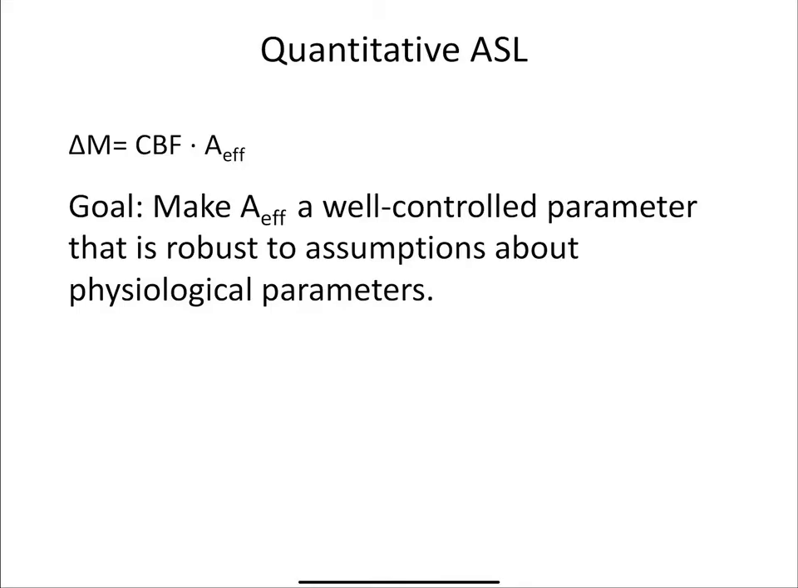But if you do everything right, and the whole idea is to make that quantity fairly robust to variations in physiology, because you don't want that parameter to vary between old and young, or low and high CBF, right? You want that to be fairly robust to physiology, because otherwise you're not going to be able to measure physiology correctly. So a lot of the work over the last 20 years has gone into how do we make sequences where that A effective is robust.